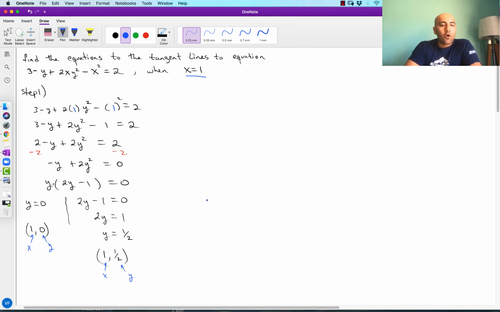Okay, so we have our two ordered pairs, but that's not what they asked us for. They want us to find the equation of the tangent lines to both of these points. So in order to find the equation of tangent lines, we need to find the derivatives at those points. So we need to find y prime. So let's take the derivative with respect to x of the original equation.